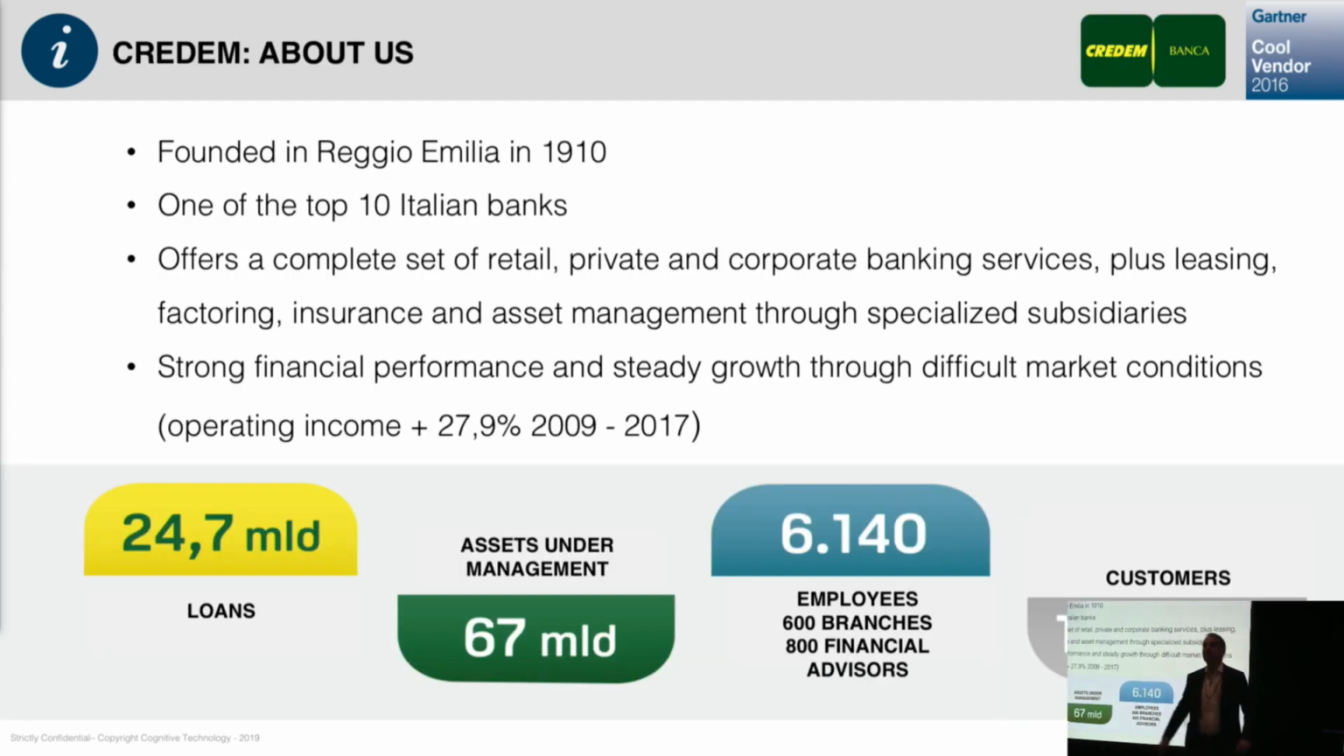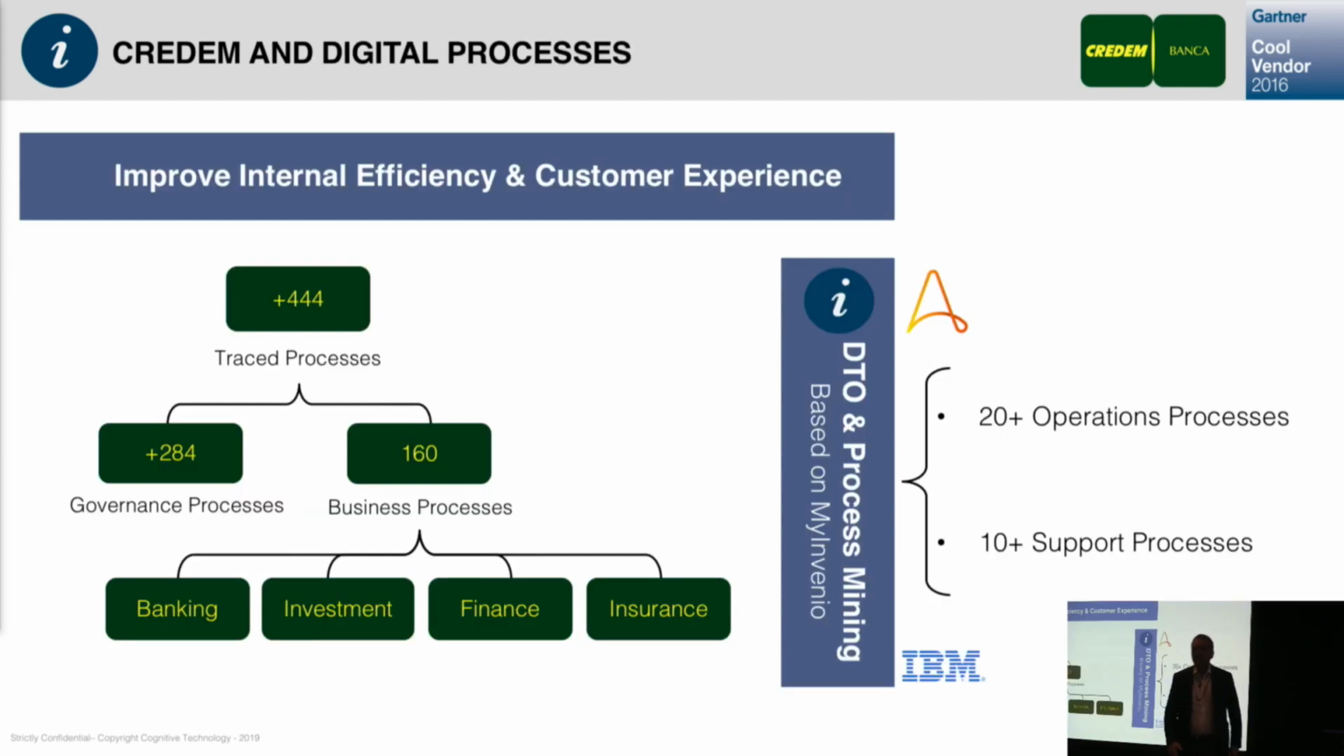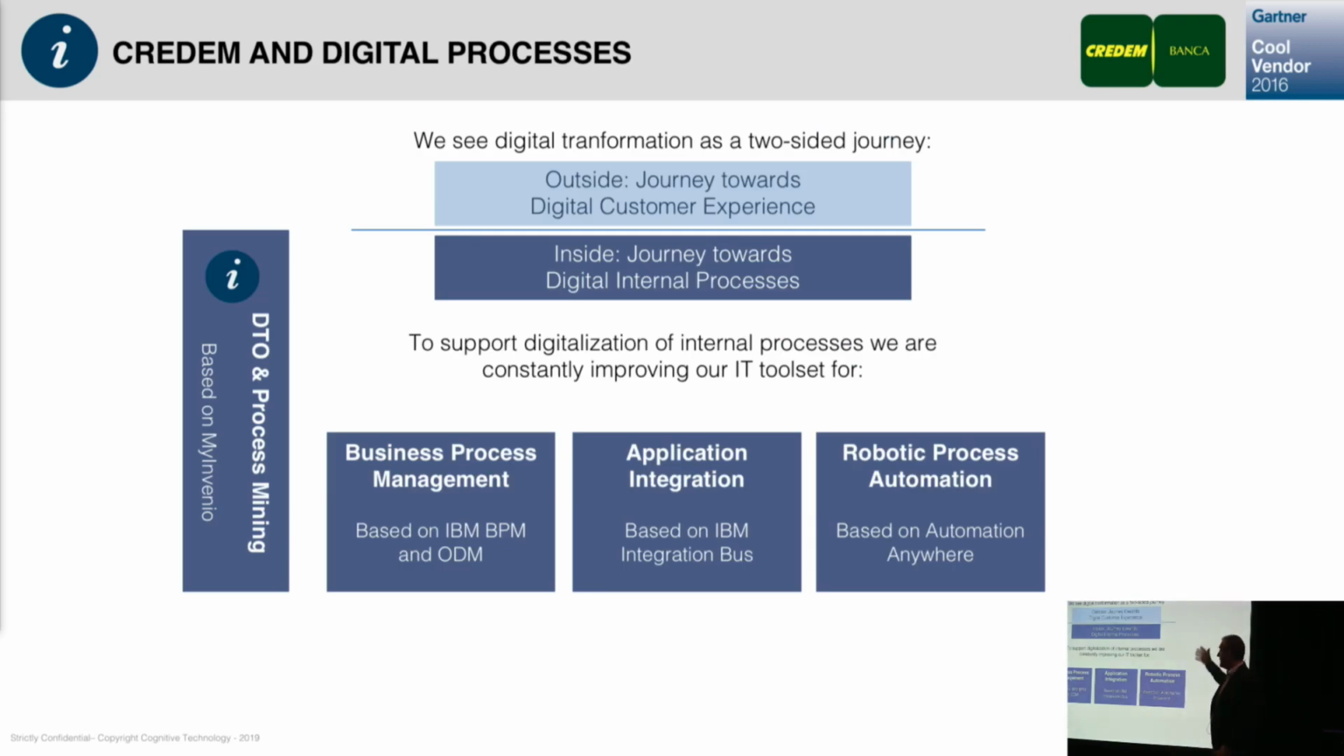We are going to introduce today Credem's success story. Credem is an important bank in Italy, one of the most important ones. They started the digital transformation journey with MindVinio as the solution for a holistic approach to business process management, analysis, and improvement, and they selected the IBM BPM platform as the architectural step. As you can see in this slide, MindVinio is managing the governance of all the digital transformation of Credem Bank, with RPA, with IBM BPM, and so on.